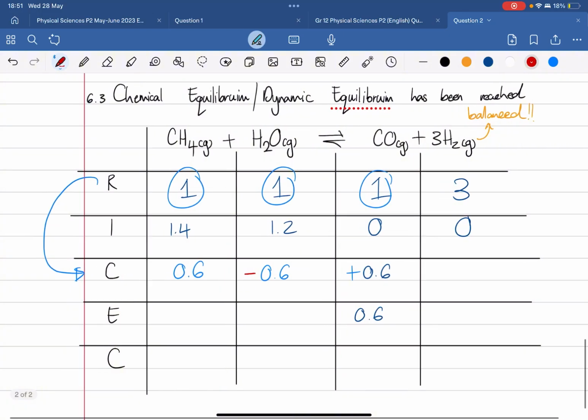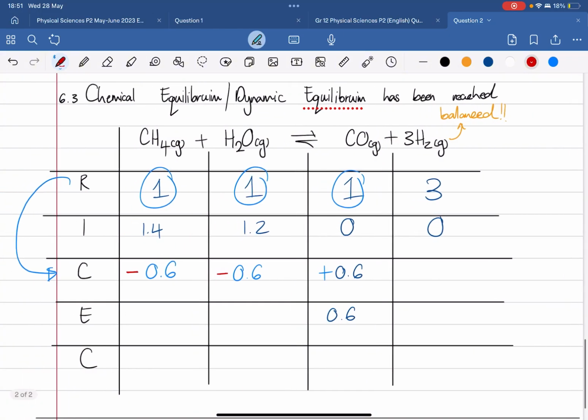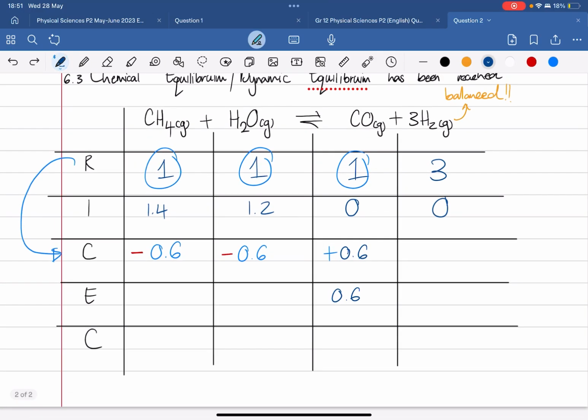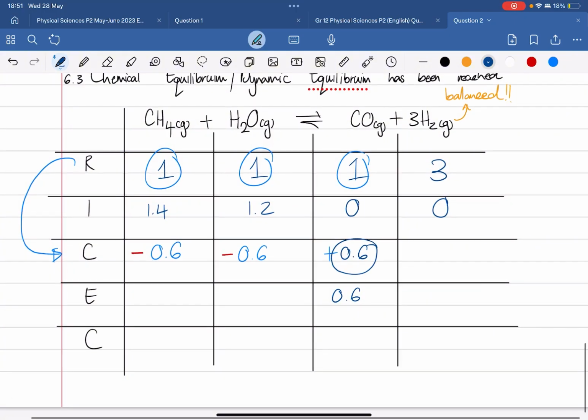And remember, reactants are being used up and products are being formed. And therefore, how do we now figure out what is the change for the hydrogen gas? So there's a 1:3 relationship, right? So 1:3, that means we divide this 0.6 by 3, and therefore we'll get 0.2. And that means we increased here by 0.2. So that means at equilibrium, 0 plus 0.2, that will give us 0.2 moles of hydrogen gas.